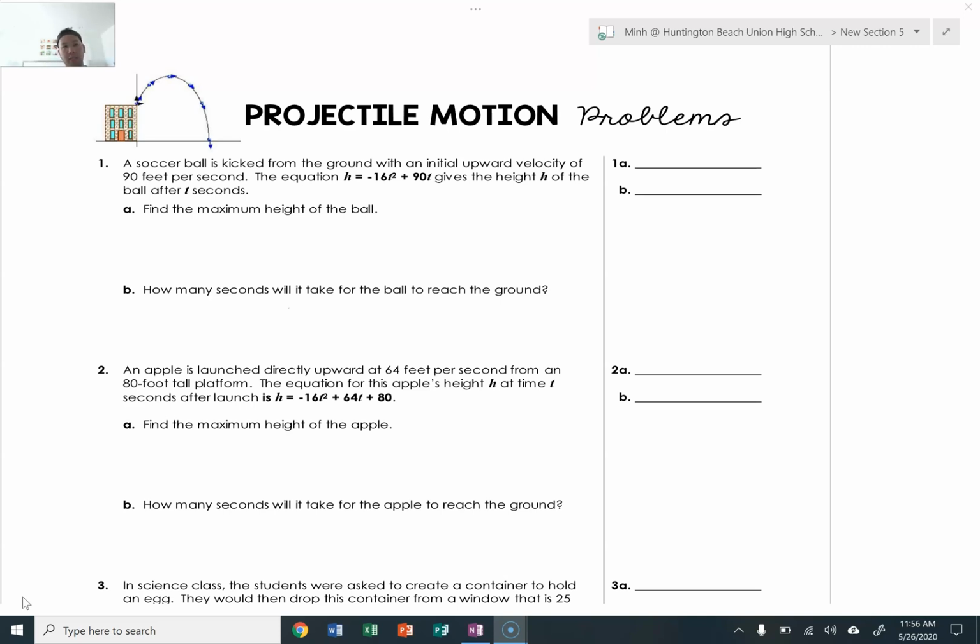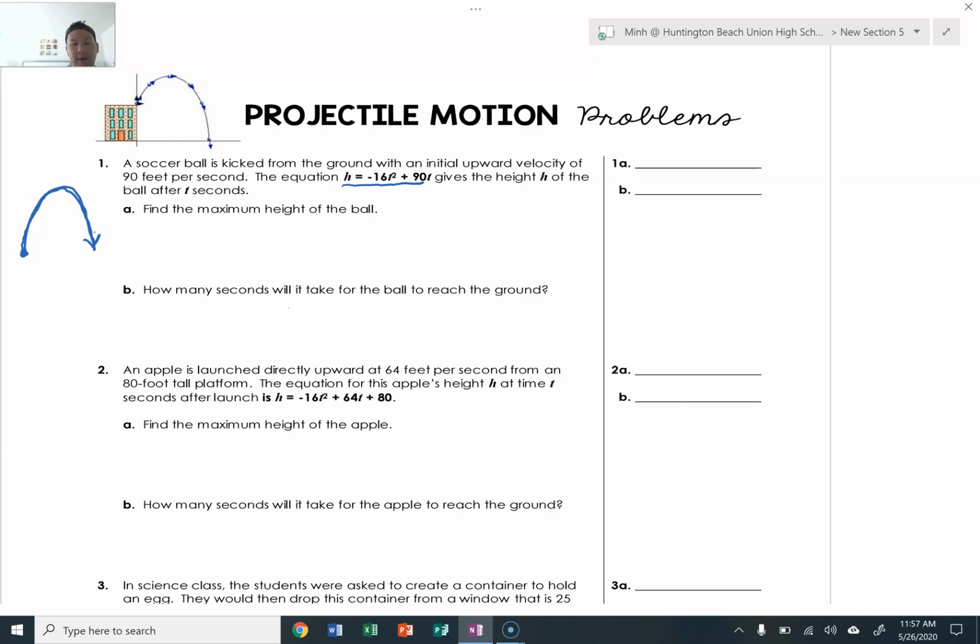So problem number 1, it says a soccer ball is kicked from the ground with an initial upward velocity of 90 feet per second. So it's shooting up, right? Taking a quick break from reading the problem, you've got a little ball right here, and it's shooting up going this way. Now it says the equation is h equals negative 16t squared plus 90t, where h is the height and t is time. To make things easier, this equation is producing this graph. Not the most accurate, but that's how a soccer ball projects when it's kicked into the sky. So h is height, t is time.